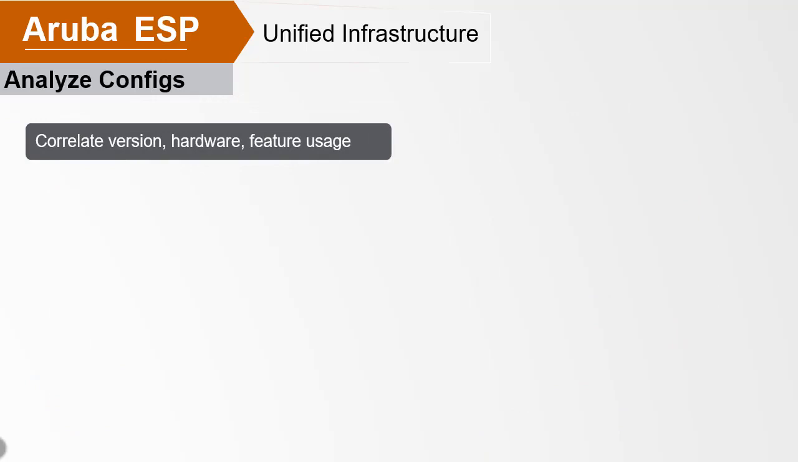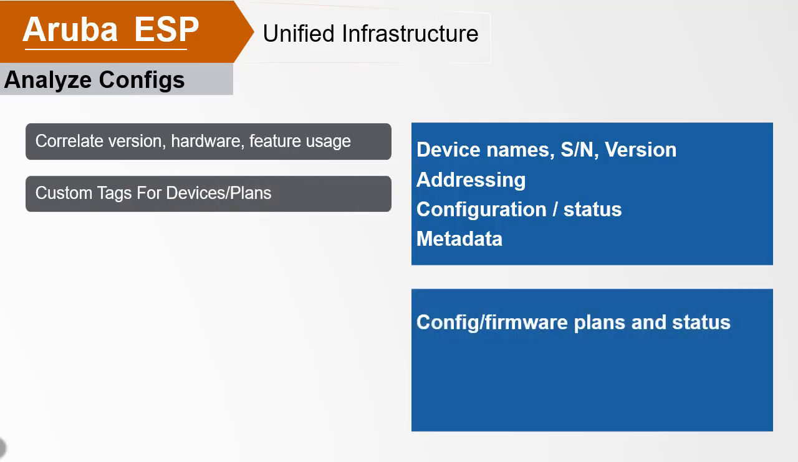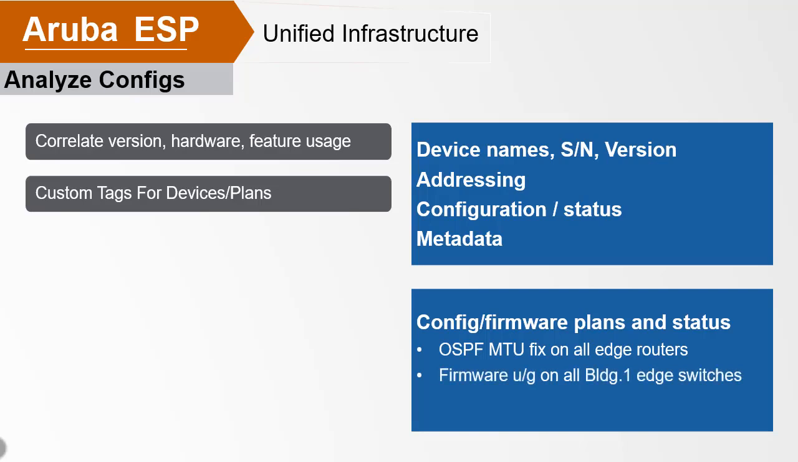You can quickly search all switch configurations, including device names, hardware, and software versions, and more, to find the group of switches that require configuration changes or investigation. You create custom tags for devices and automated configuration and firmware plans. So do things like, say, fix the OSPF MTU on all edge routers, do a firmware upgrade on all Building 1 edge switches, and more.